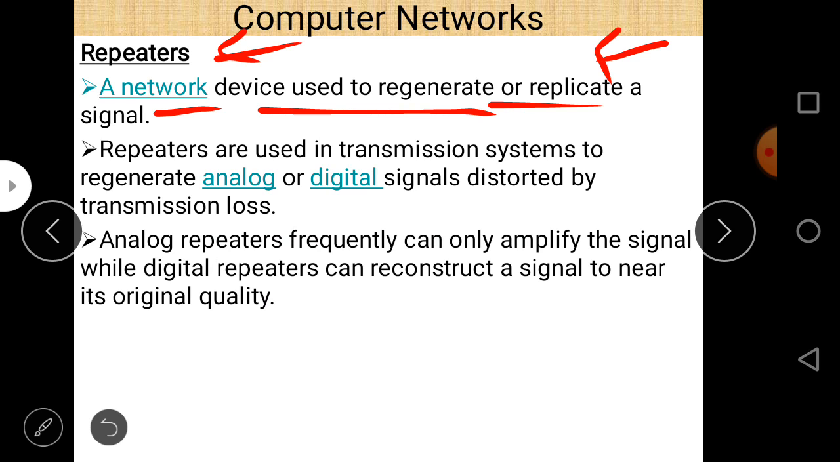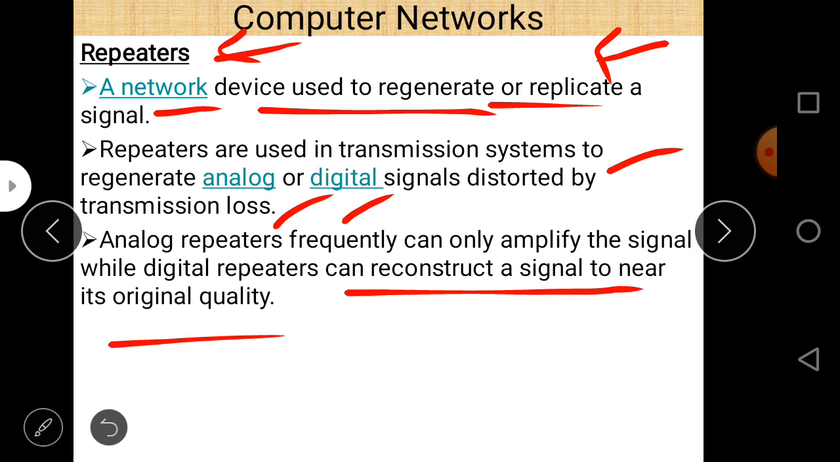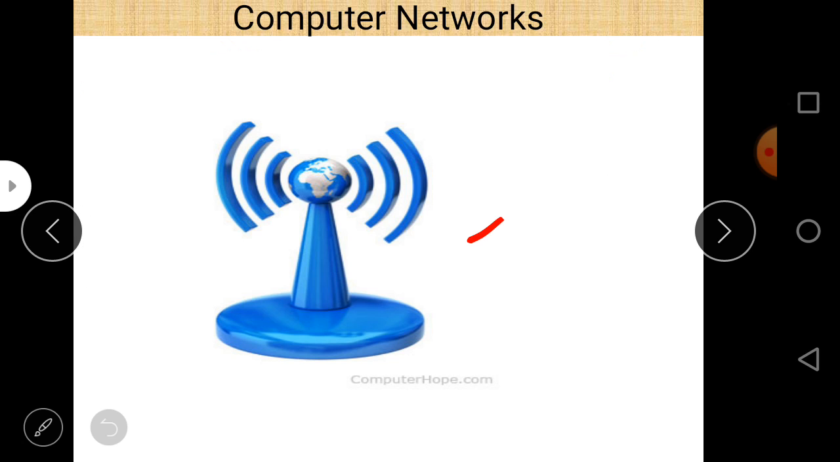Repeaters are used in transmission systems to regenerate analog or digital signals, both types of signal. Whether it is analog or digital, both types of signal can be regenerated using repeaters. Analog repeaters can only amplify the signal, while digital repeaters can reconstruct a signal to near its original quality. So there are two types of repeaters: analog repeaters and digital repeaters. And this is a diagram of a wireless repeater, which basically amplifies the signal.